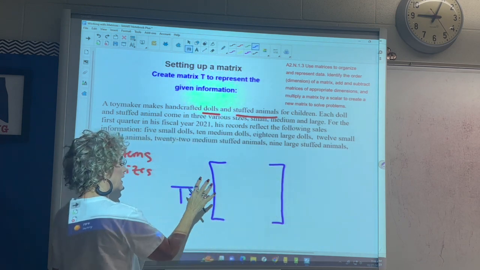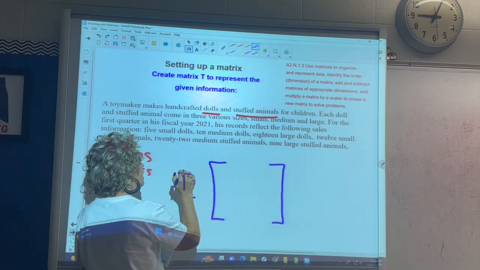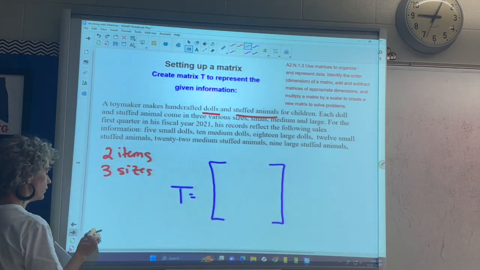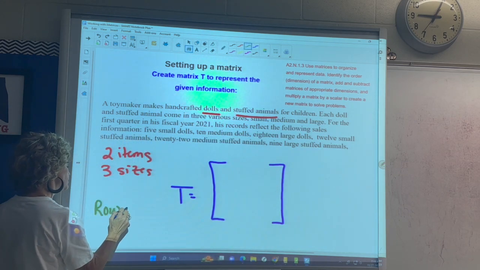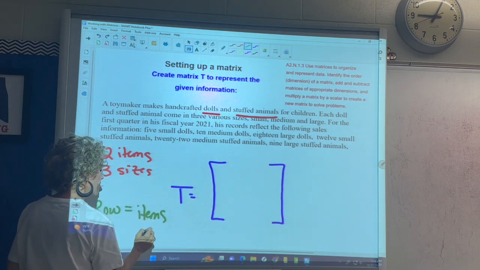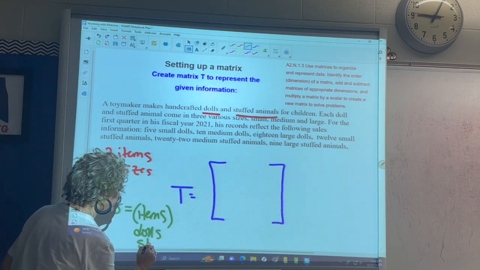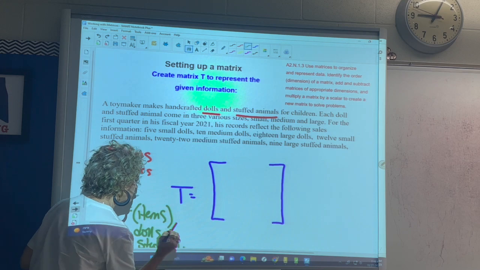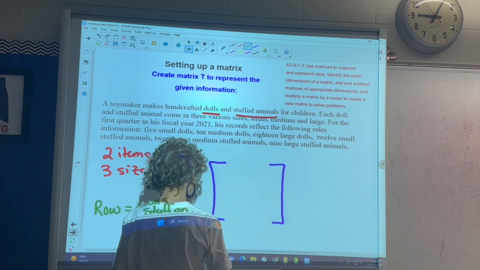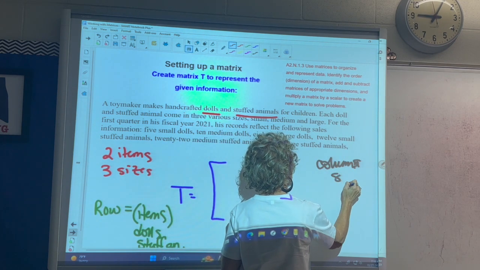All right, again, for your purposes, you can go, okay, this is dolls and this is sizes. I'm not going to write those down. I will put this over here. I'm going to put row equals items, okay? So that's my items, and I'm going to have 2 items. I have dolls and then I have stuffed animals. Okay, now I do have 3 different sizes. My columns are going to be my sizes. My columns are my sizes.